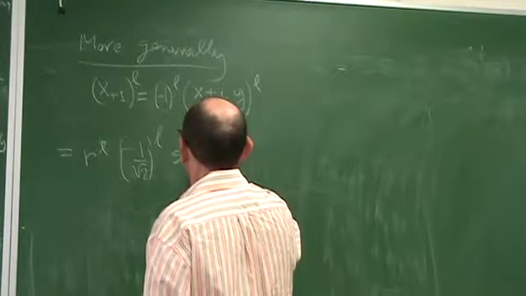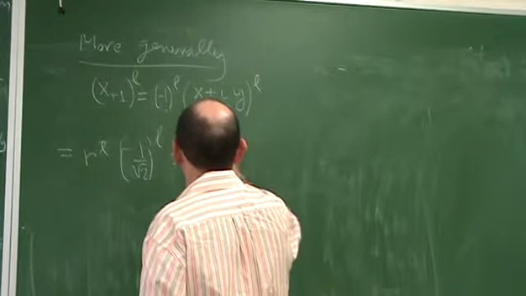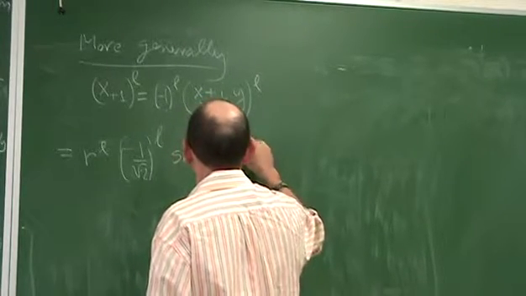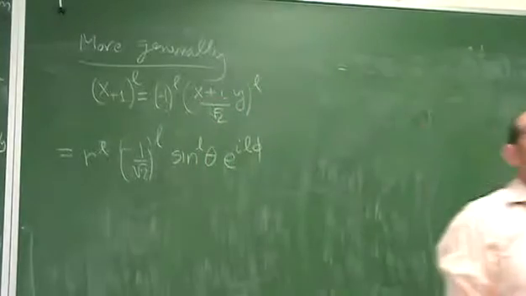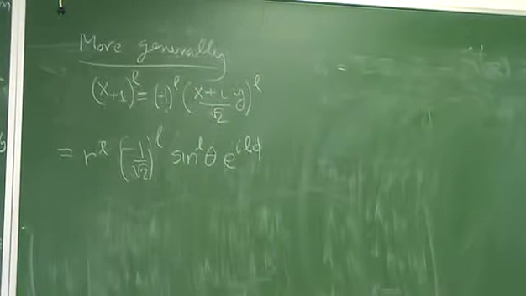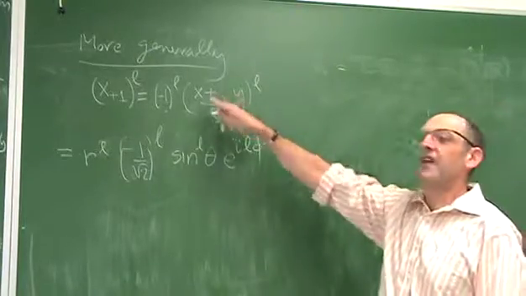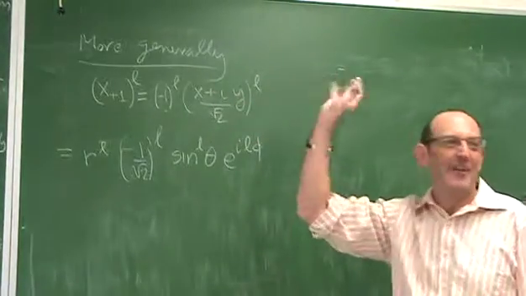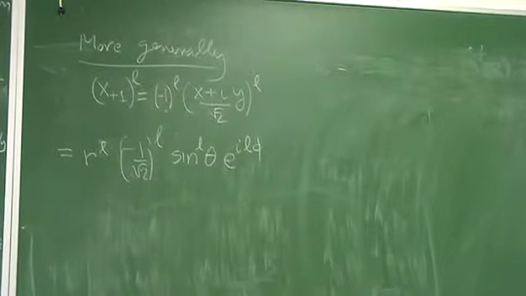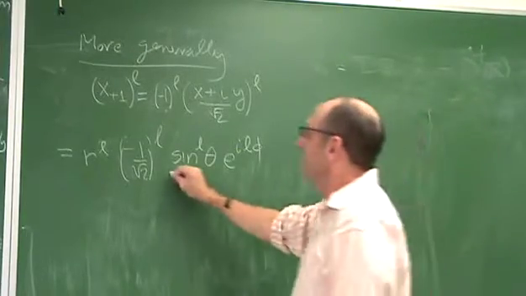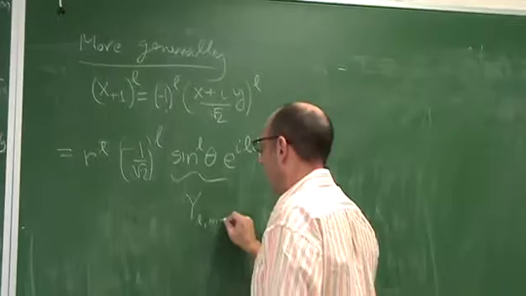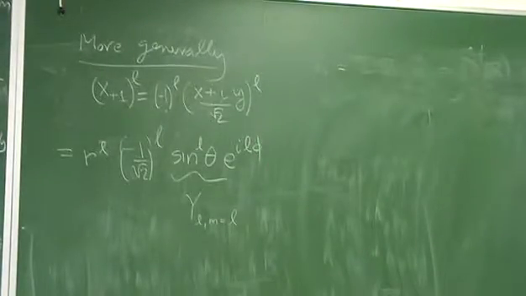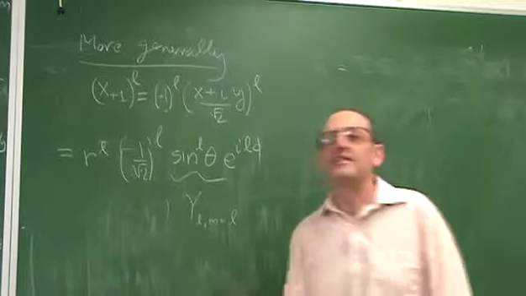sine to the L of theta e to the i L phi, because X is sine theta cosine phi, Y is sine theta sine phi. So the phase dependence in phi, that's why these are the spherical bases, because they're the eigenstates of rotation around the z-axis. They have the e to the i phi dependence. This is equal to Y_LL, with some normalization factor out front.